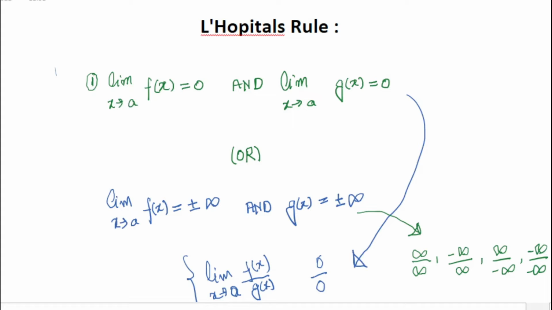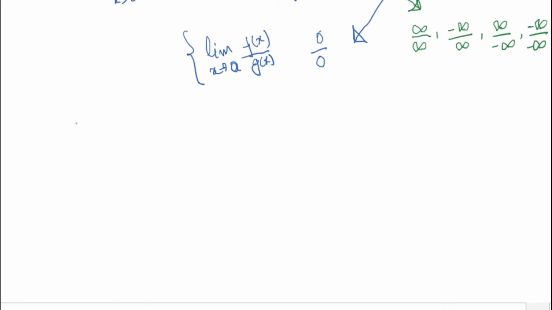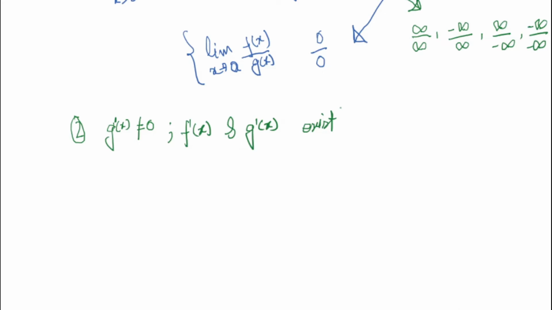And another property, let me show you the second property for L'Hopital's rule: g dash x is not equal to 0, and f dash x and g dash x exist. We need to remember that the first property is verified, then we go for the second property and check whether it is verifying the second property of L'Hopital's rule or not. And if it is not verifying all the rules or properties of L'Hopital's rule, then we can say that this limit cannot be solved with the help of L'Hopital's rule.